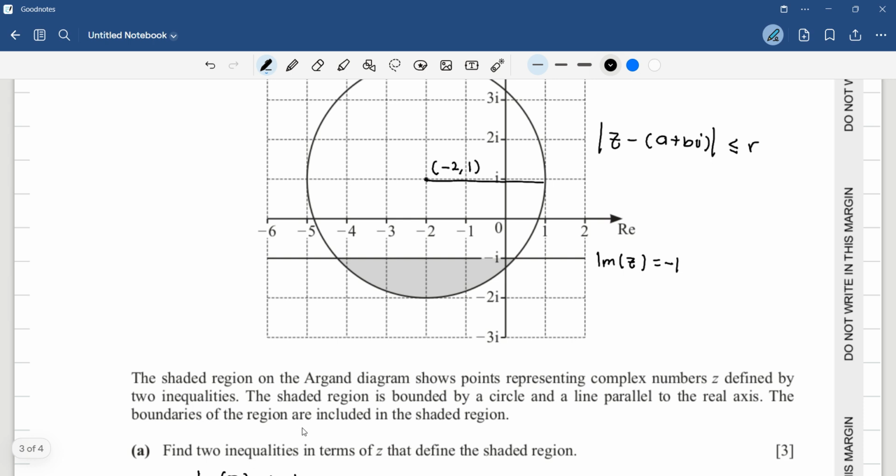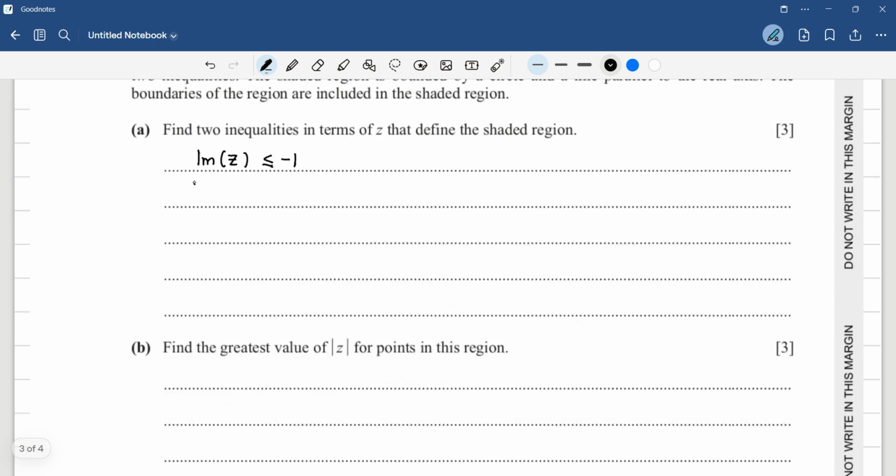Therefore, the second inequality will be modulus of z minus (negative 2 plus i) less than or equal to 3. You can expand this to get modulus of z plus 2 minus i less than or equal to 3. So these are the two inequalities that represent the shaded region. Number 1 is this and number 2 is this.